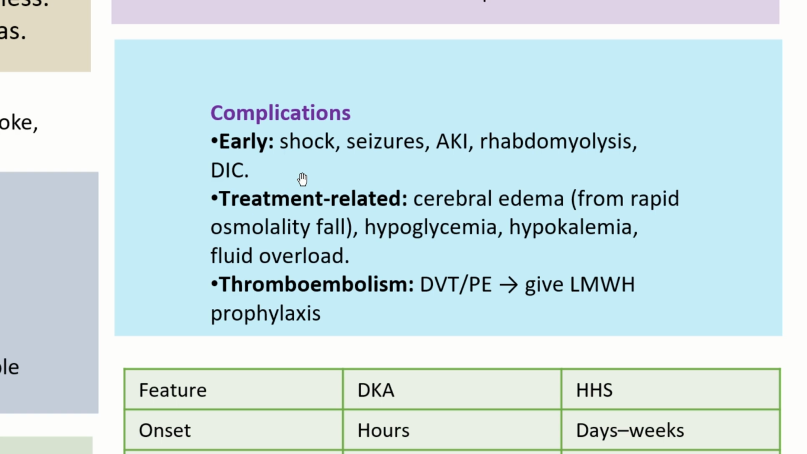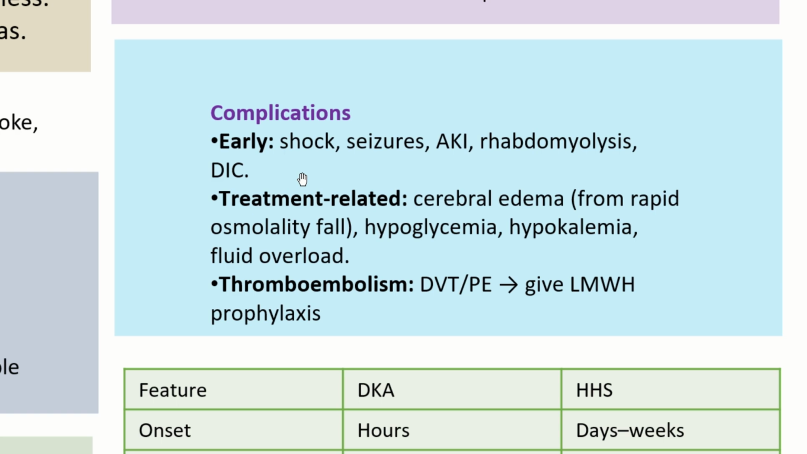For the treatment-related complications, we have cerebral edema that is going to occur because of the rapid osmolality fall, hyperglycemia, hypokalemia, and fluid overload. Then thromboembolism is going to come because of the hyperviscosity. As we lose water, the blood becomes thicker, and normally we give prophylaxis for DVT with low molecular weight heparin.